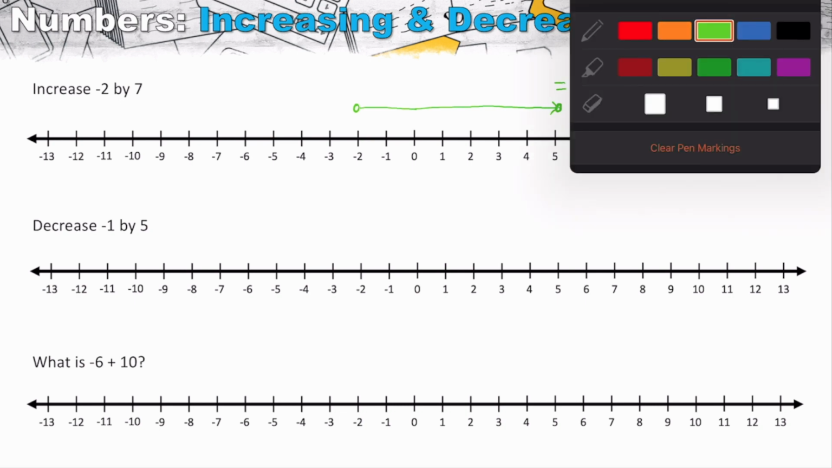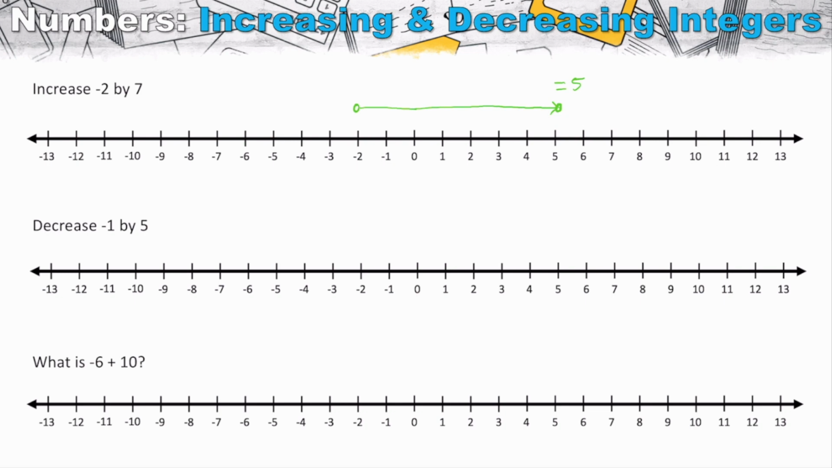If we decrease, well, decrease means to move to the left. We're going to decrease -1, so -1 being our starting point, to the left 5 places. So it means that we arrive at -6. Okay, so that's how we decrease.